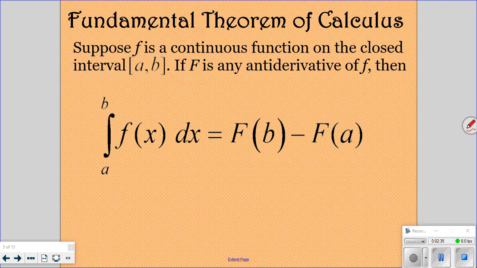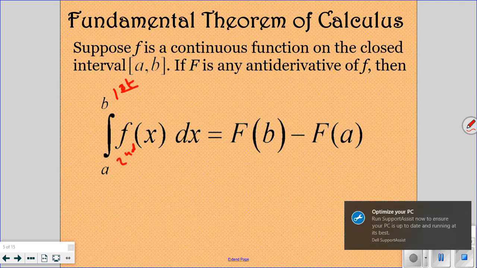So this is the theorem of calculus. Suppose f is a continuous function on the closed interval from A to B. And F is the antiderivative, or the integral of lowercase f. Then when you have your definite integral, you're going to integrate it, and then you're going to take b and plug it into your function that you get, and then you're going to subtract whatever you got when you plugged in a. So that's how that works. You always plug the top one in first, and then this one in second.